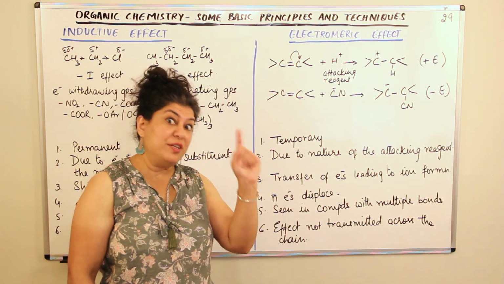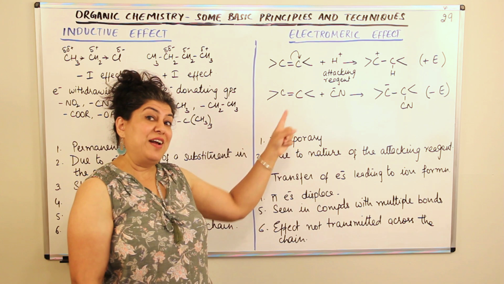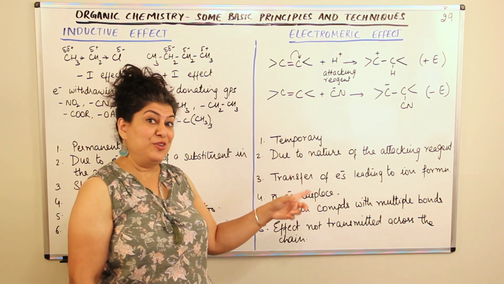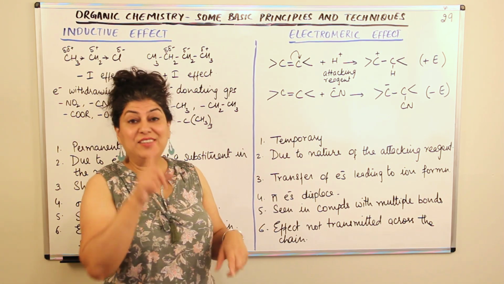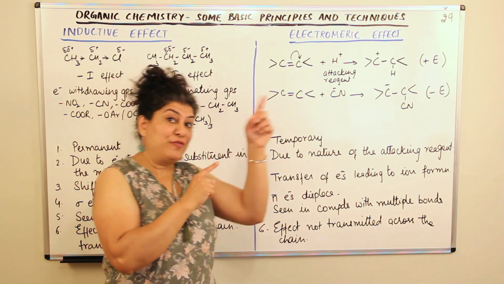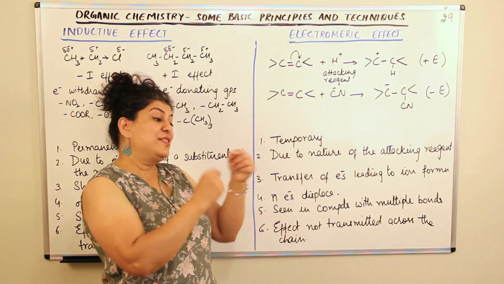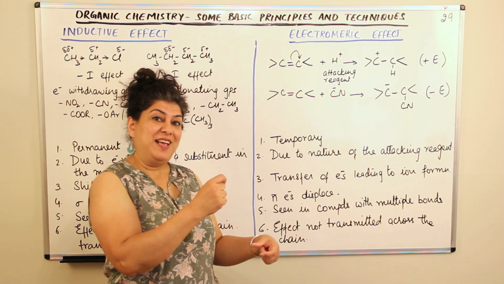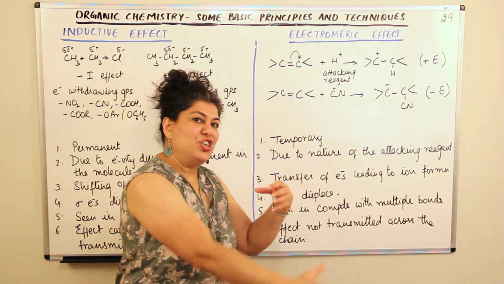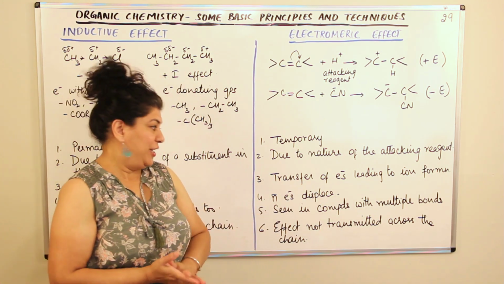In the case of resonance, though, there is a transfer of the pi electrons, and it is transmitted. And the reason for its transmission in the case of resonance is that there are alternate single and double bonds, due to which the electrons can jump along the entire chain.